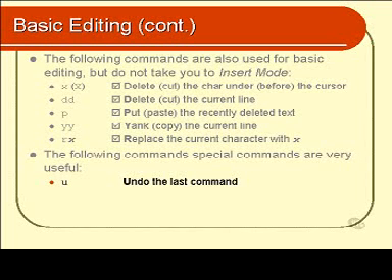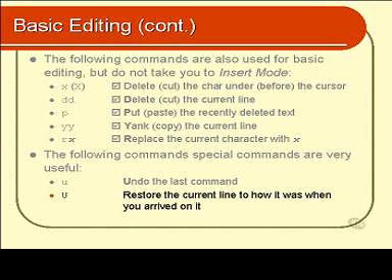Closely related to the U command is the capital U command, which is a sort of a primitive version of multiple levels of undo. It will restore the current line to how it was when you arrived on it. So you can make several changes to a line, and then if you're still on that same line, you can use capital U to undo all of those changes and put the line back to how it was when you arrived.